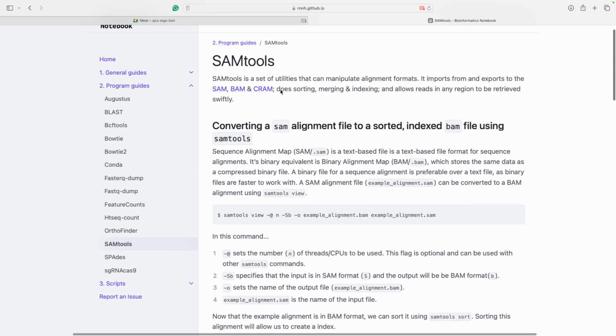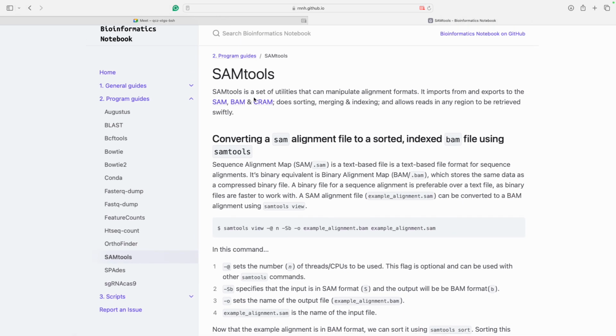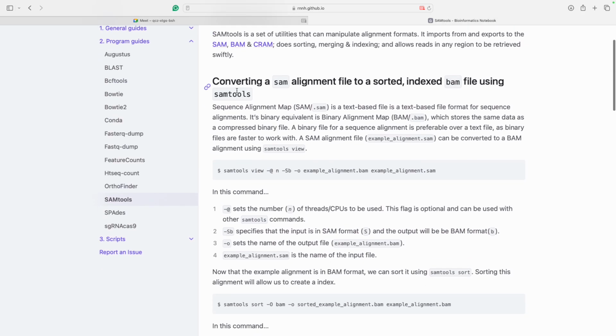Here it is written that SAMtools is a set of utilities that can manipulate alignment formats. It imports from and exports to SAM, BAM, CRAM and does sorting, merging and indexing. So it is basically a tool which does all these things: sorting, merging, indexing, and allows reads in any region to be retrieved swiftly.